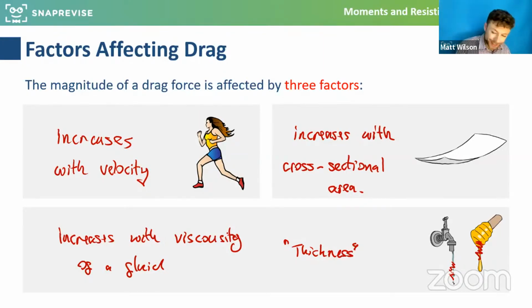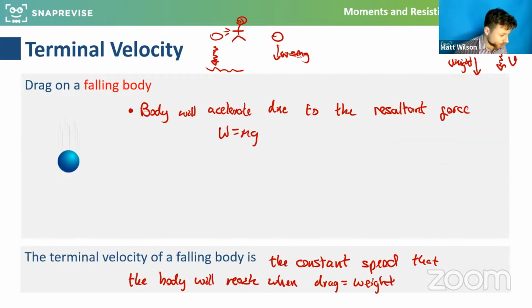So, if I've just dropped an object, it is not moving yet. It's got a velocity of zero. It hasn't begun to accelerate yet. And if something has a velocity of zero, then it will have no drag. Drag only appears once you're moving. Good. So initially, the body will accelerate due to the one resultant force on it, which is the weight.